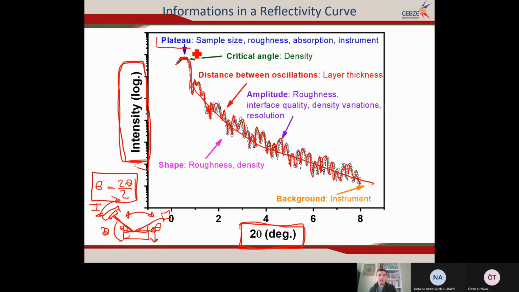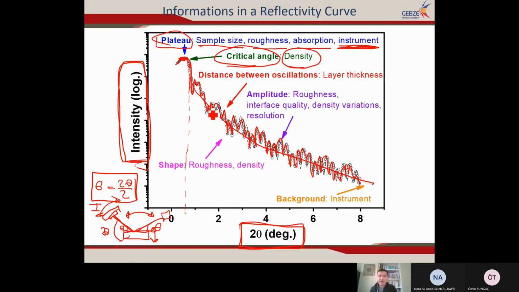Let's consider here we have a plateau, and this plateau gives us information about the sample size, roughness, absorption, and also properties of the instrument. And here we have a critical angle. Look at this 2 theta angle or theta angle. At this angle, the intensity suddenly decreases, okay? Sharp decrease we have here. This is called the critical angle, where this sharp decrease happens in the intensity, and this critical angle is related to the density of the material.